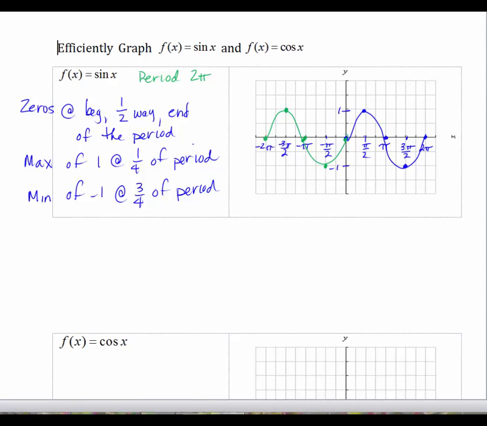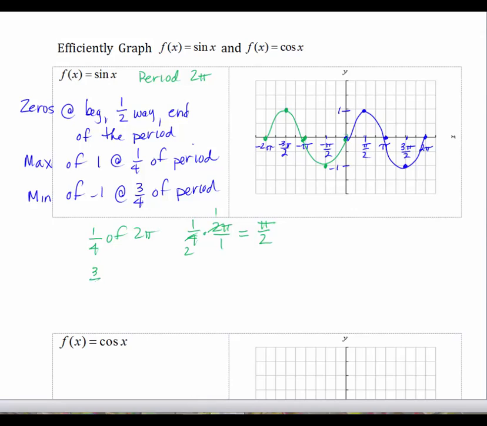But if I wanted to do the math out and say, well, if I'm not sure what a quarter of 2 pi is, I could say, all right, I know that the max occurs at a quarter of 2 pi, which is 1/4 times 2 pi. Put the 2 pi over 1. That cancels. That becomes a 2. I end up with pi over 2.